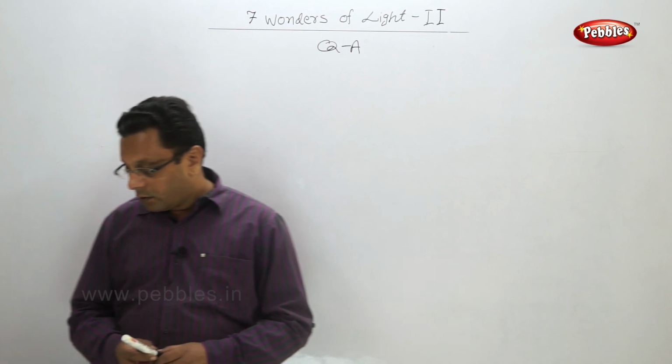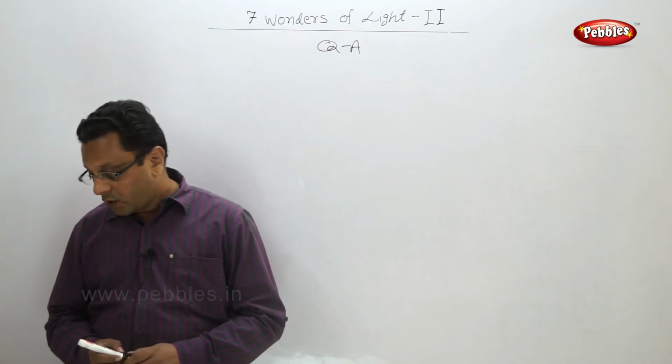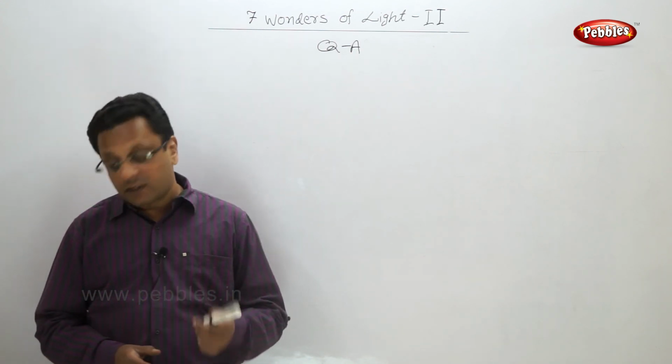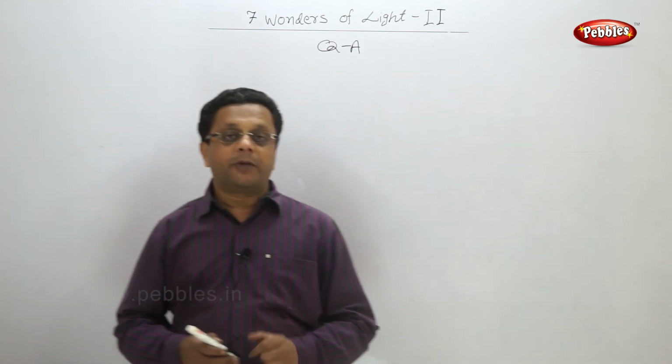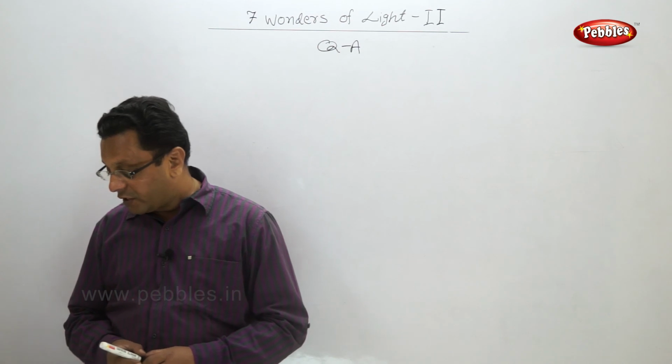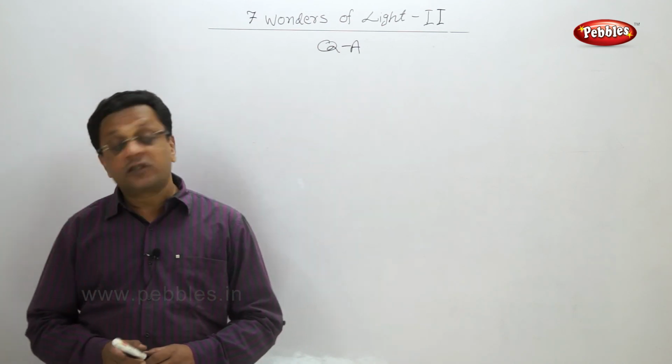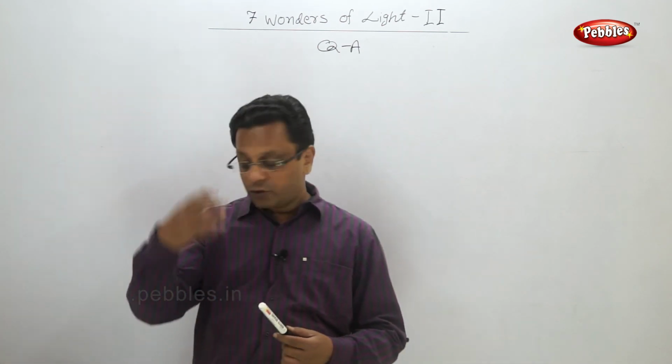Next question. What is a spectrum? Why do we get a spectrum of 7 colors when the white light is dispersed by a prism? It was in the March 15 and March 16 exam, 2 years consecutive for 3 marks. Now why do we get the spectrum? Because we know that the sunlight or white light is a combination or a mixture of different colors.